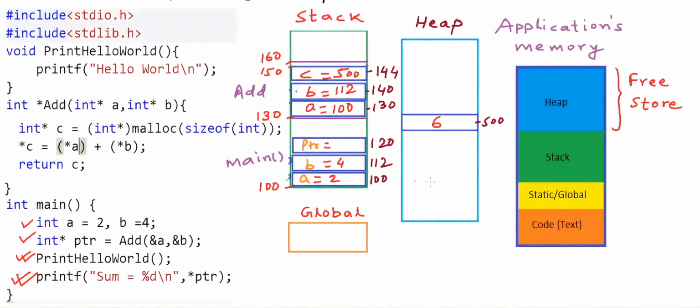Now in this code, let's say this call to malloc gives us a block at address 500 in the heap. c is now pointing to this block, and using c we have written this value, 6, here. Now when add finishes, the address returned by the add function, which is address 500, is still valid. We still have the data there, and it will not be deallocated. Anything on the heap has to be explicitly deallocated.